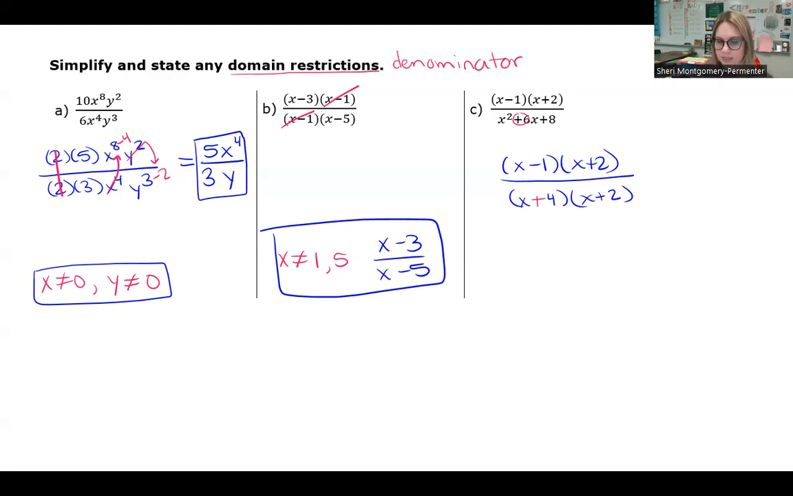Now I can state any domain restrictions. So x cannot be equal to, what would make the first factor equal to 0? So I have 4. How can I make 4 0? I would have to what? I'd have to subtract 4. And for the second one, how would I make this equal to 0?